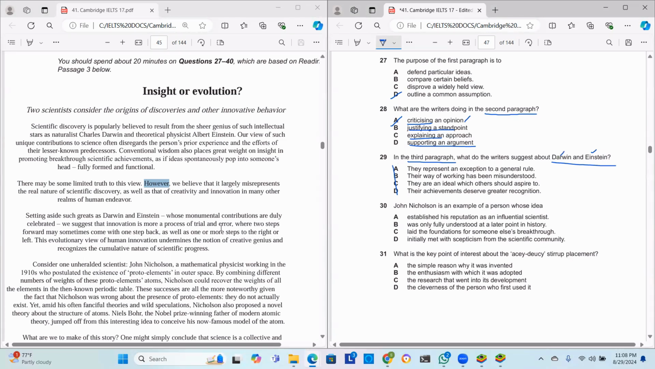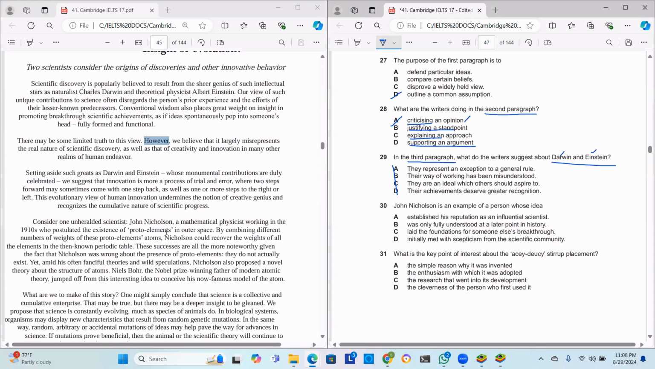So let's read the third paragraph now. Setting aside such greats as Darwin and Einstein, whose monumental contributions are duly celebrated, we suggest that innovation is more a process of trial and error. Okay, good. So he says innovation is a process of trial and error. This is what you have to remember. And then, where two steps forward may sometimes come with one step back, as well as one or more steps to the right or left.